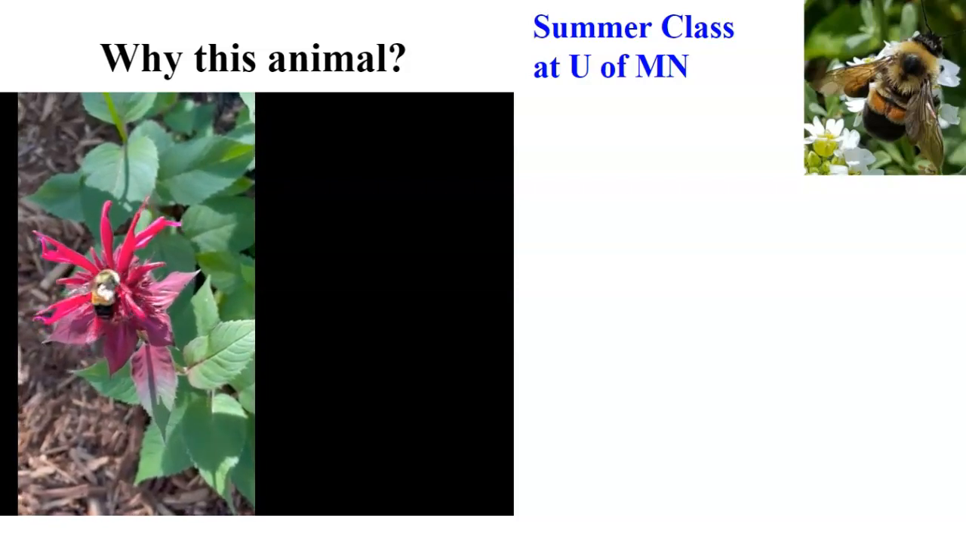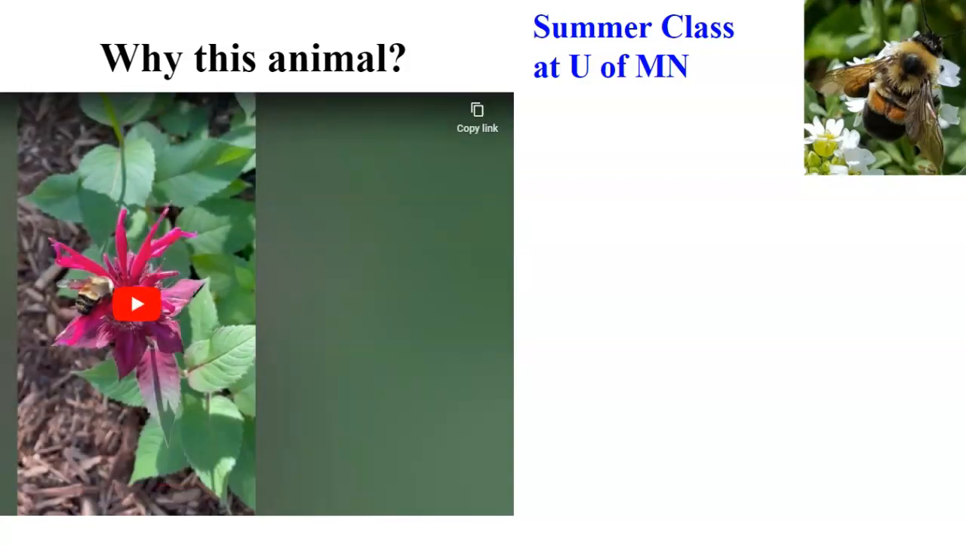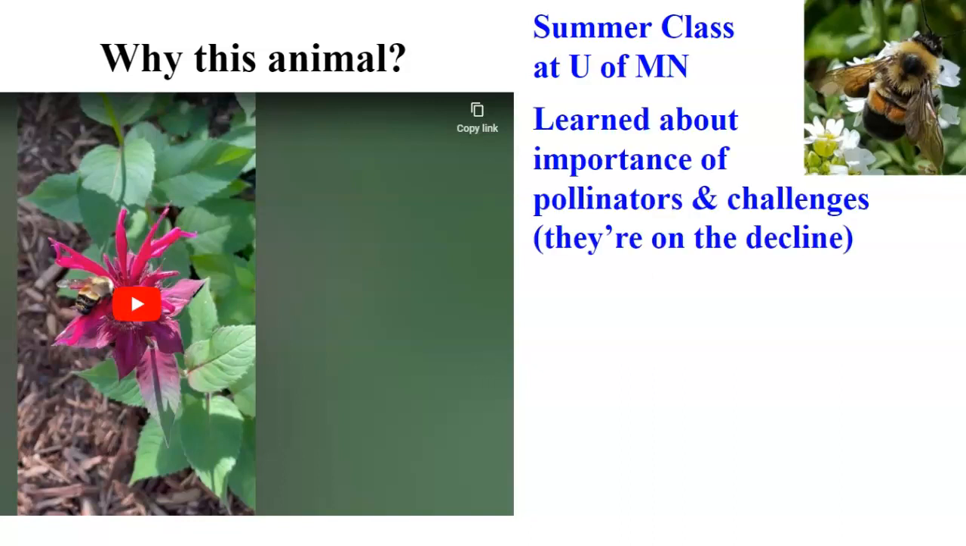Last summer I took a class called Pollinators in the Science Classroom at the University of Minnesota, and I learned more about the importance of pollinators than I knew. In my brain we think of honeybees, and there were so many more kinds of bees that I never knew were in existence. So it challenged my thinking and understanding, but I also learned that most of our native bees are actually on the decline. They're not doing as well as they should be, and that means pollination might be in jeopardy for so many of our crops that need pollination.